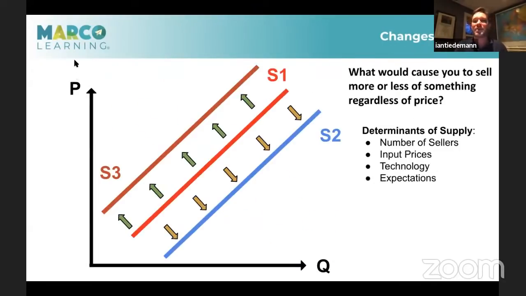Similarly with supply, number of sellers, input prices, technology, and expectations of future prices could shift the entire supply curve. It increases to the right and it decreases to the left. Students get quantity supplied and supply confused all the time. Quantity supplied is moving up and down the supply curve. Supply is moving the entire curve.